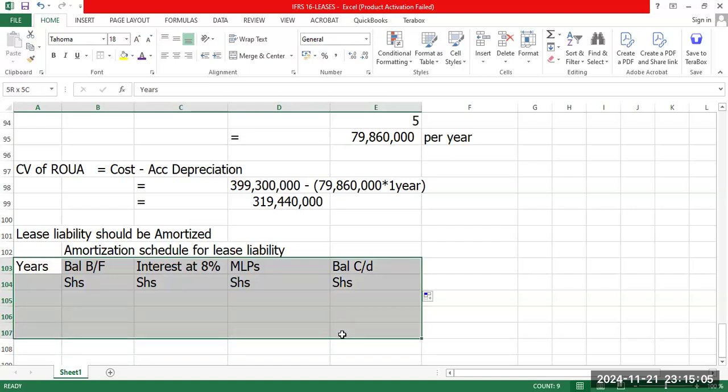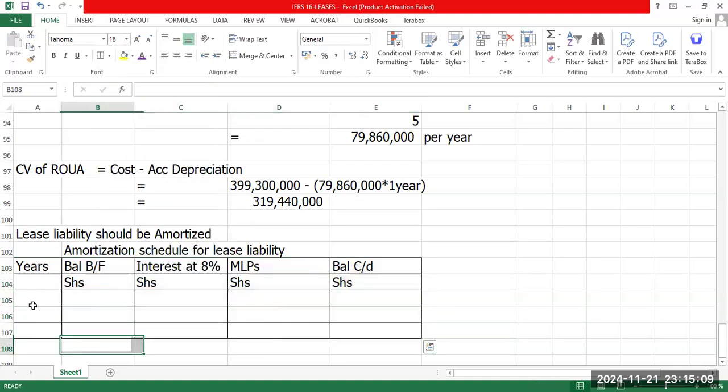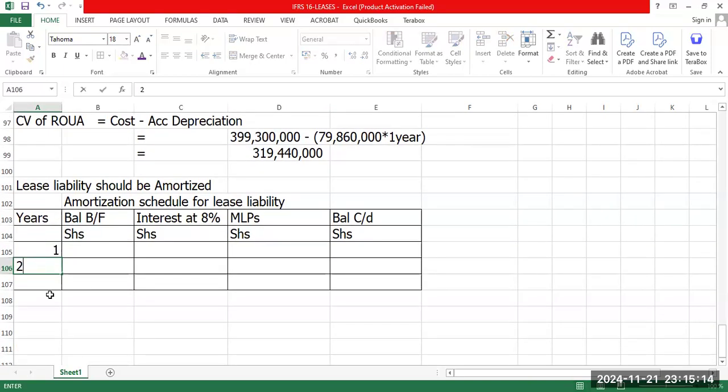You don't need to put all years. So here I can put year 1, year 2. If you are given a question in an exam, it is good to use the exact years. The first year is 2019. The first year will end in 2019, then the next year will end in 2020.